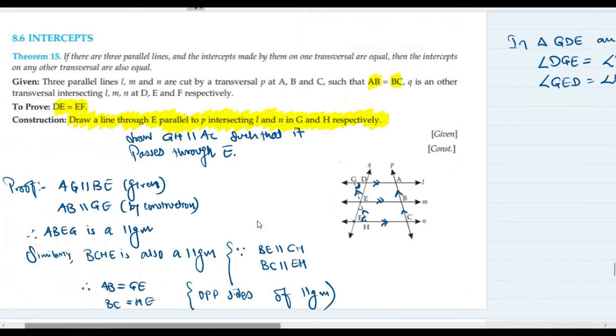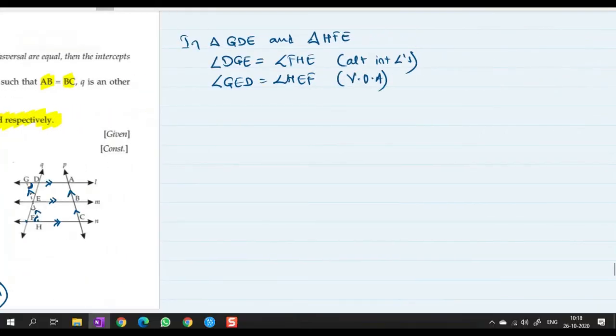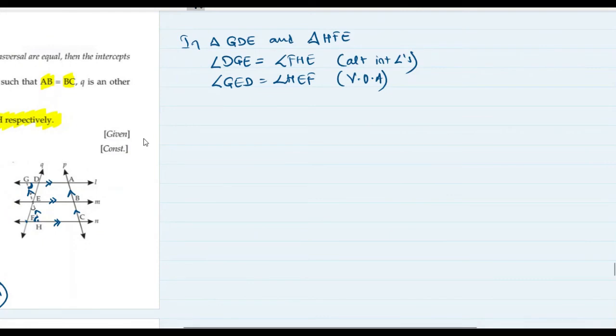And last but not the least, we had already proved that AB is equal to GE and BC is equal to HE. But AB and BC are equal. But AB is equal to AC. Therefore, we can say that GE is equal to HE. Okay, so this we have already proved that GE is equal to HE. Now look at GE and HE in the triangles which we are proving congruent.